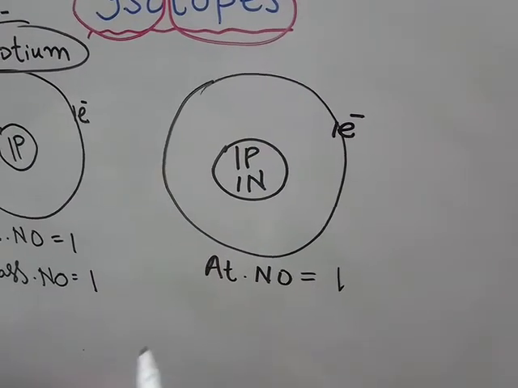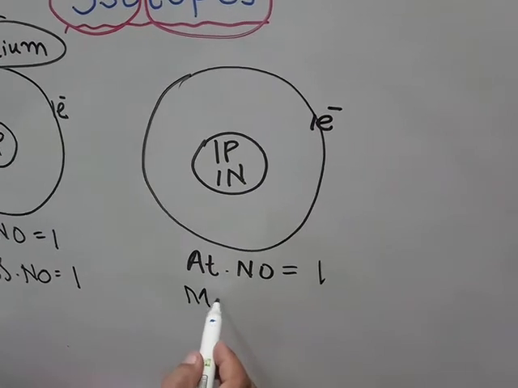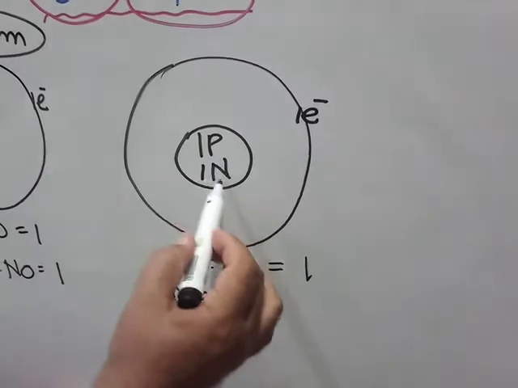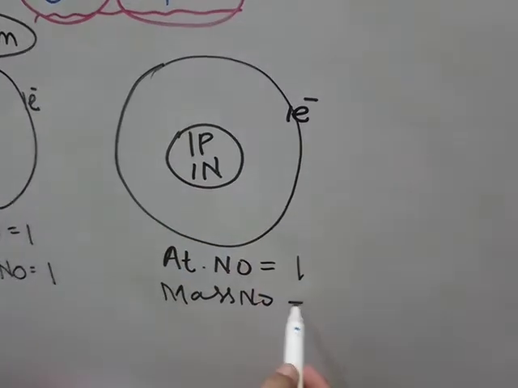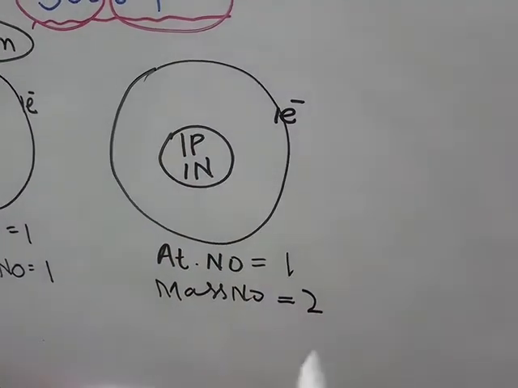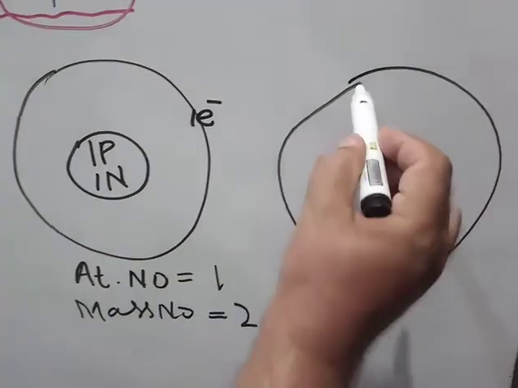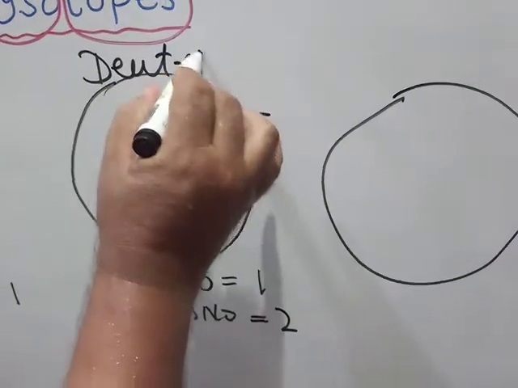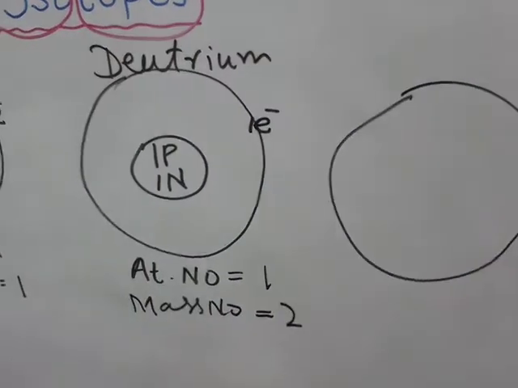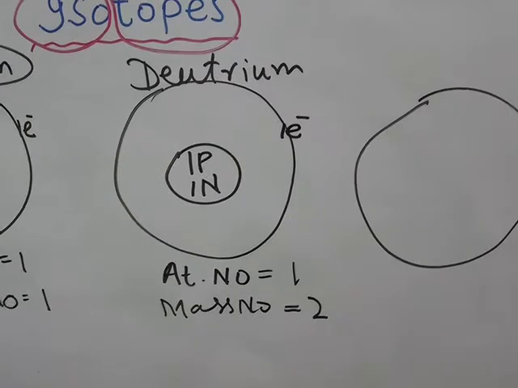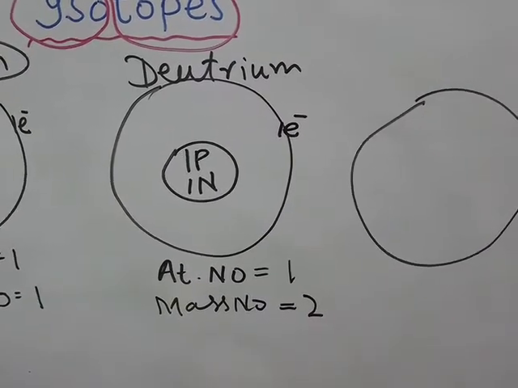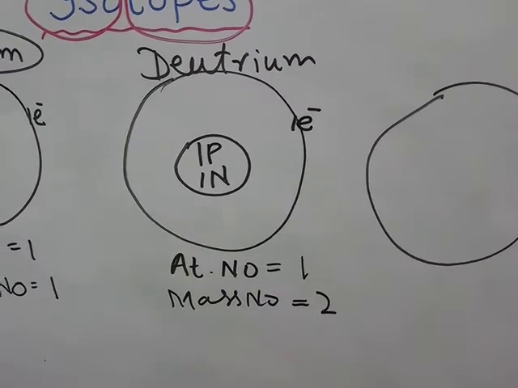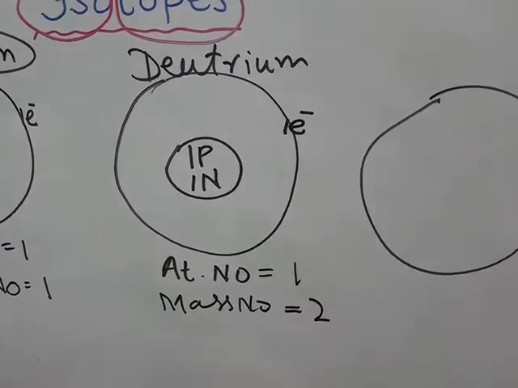You know, mass number is the sum of the number of proton and neutron, so 1 plus 1 is equal to 2. This isotope is called deuterium. This is the second isotope of hydrogen, and it is present in a comparatively small amount as compared to protium. You can check the relative percentages in your book.